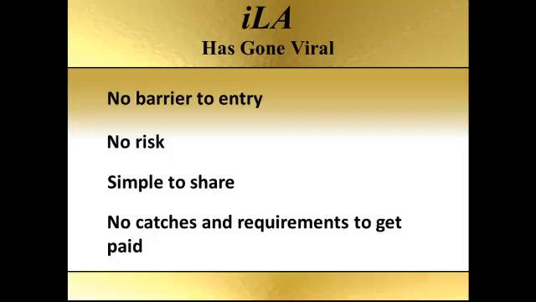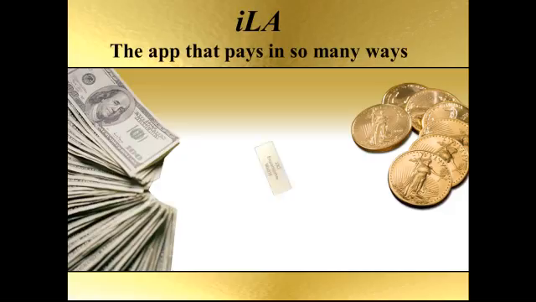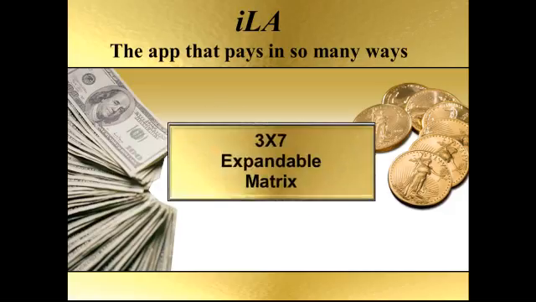Now, when it comes to getting paid with iLA, we've got a powerful compensation model that's referred to as a 3x7 expandable matrix. And I'm going to explain to you exactly how that works. One of the things that we like about this is that it really is pretty simple. A lot of compensation plans get pretty complex, but this is pretty straightforward.